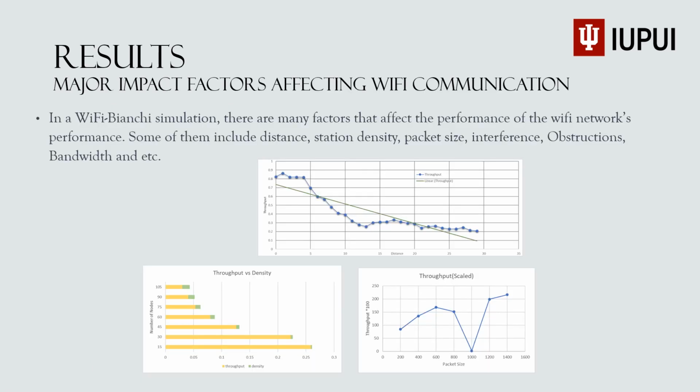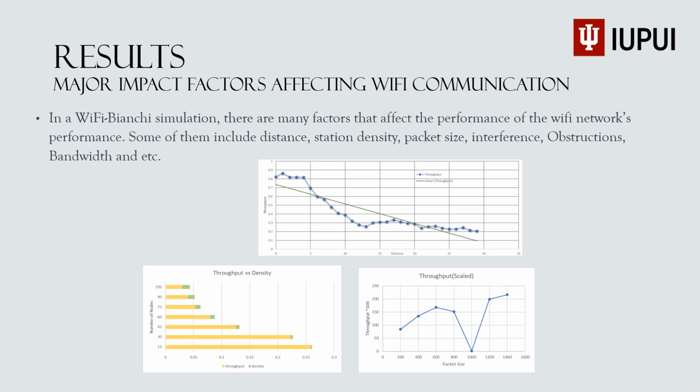Major impact factors affecting Wi-Fi communication. There are many factors that affect the performance of a Wi-Fi network. Some of them include distance, station density, packet size, interference, obstructions, bandwidth, and so on. Overall, a Wi-Fi network's performance is defined by a mix of these elements. Each of them can be optimized to increase Wi-Fi communication dependability and speed.